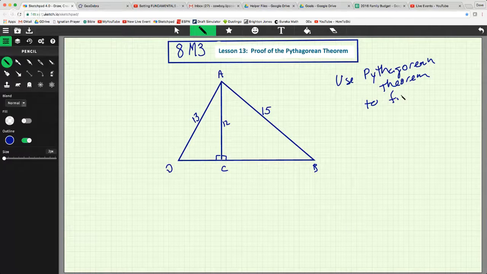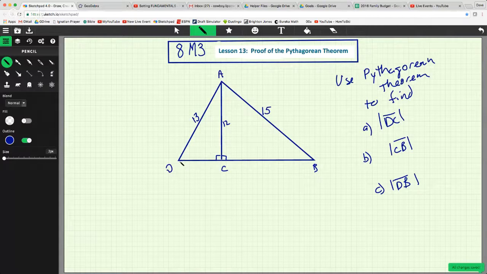Let's use the Pythagorean theorem to find the length of DC, the length of CB, and then hence the length of DB. Right, so we want to find this, and then I want you to find that. That's our homework help. We'll put it in script, also known as cursive.